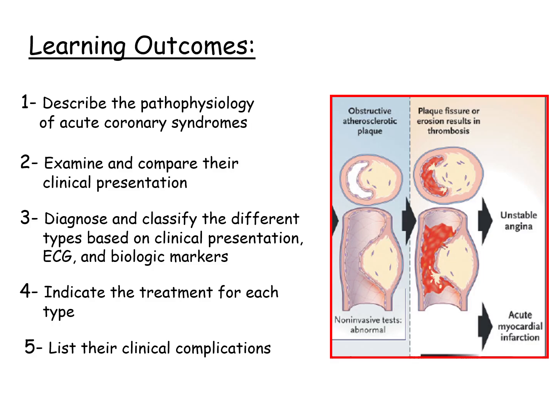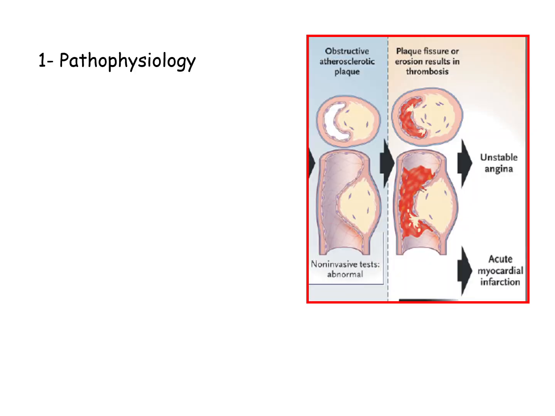We will go over the pathophysiology of patients presenting with acute coronary syndromes, the clinical presentation, how do they present to us, their diagnosis and when they are classified, the treatments that we offer them, and the complications that they might face while they're hospitalized with these. Let's start with pathophysiology.